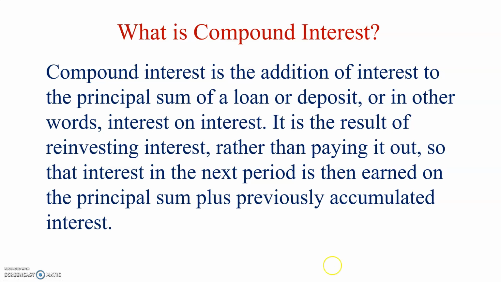Compound interest is the addition of interest to the principal sum of a loan or deposit, or in other words, interest on interest. It is the result of reinvesting interest rather than paying it out, so that interest in the next period is then earned on the principal sum plus previous accumulated interest. That's a whole lot. So let's kind of break this up.